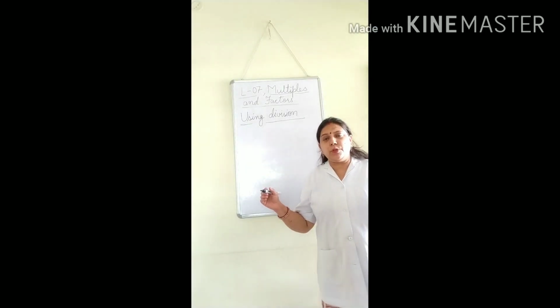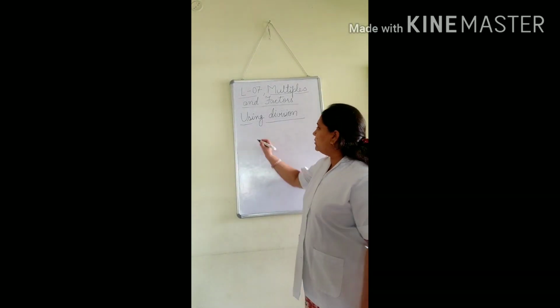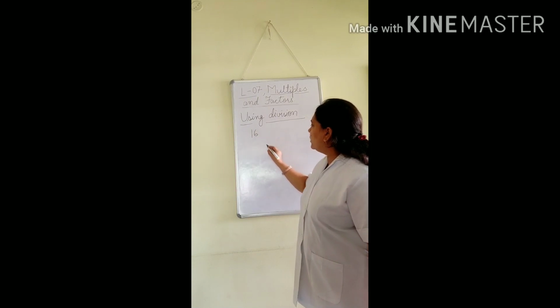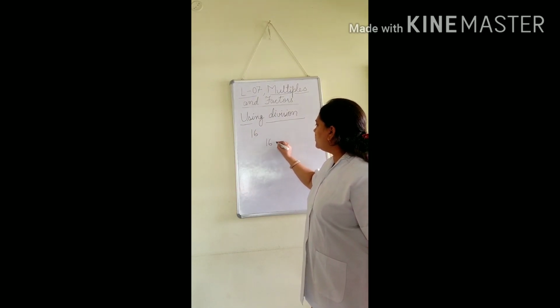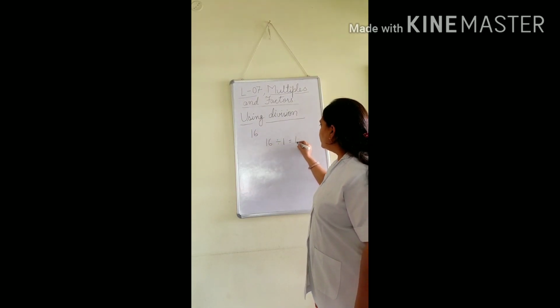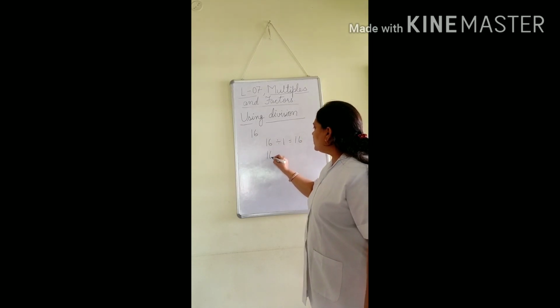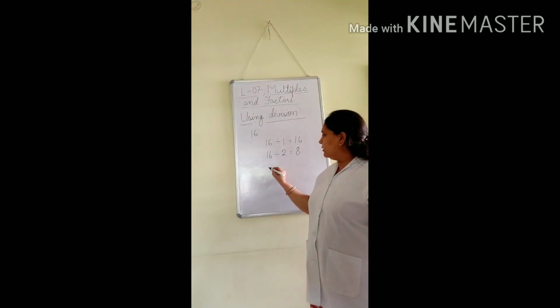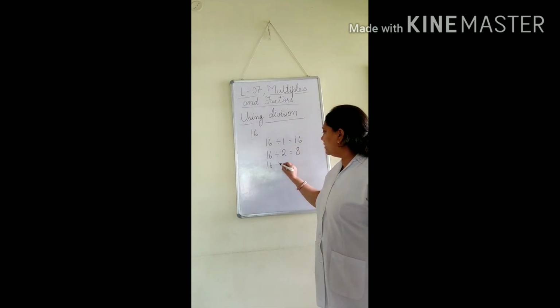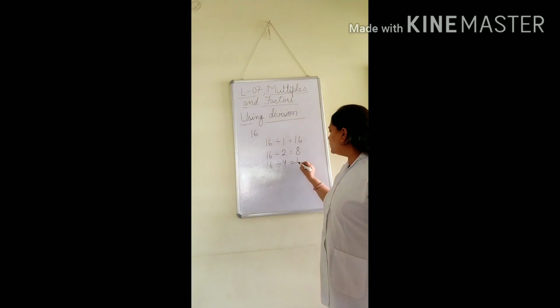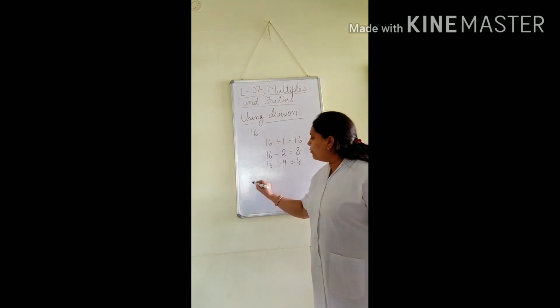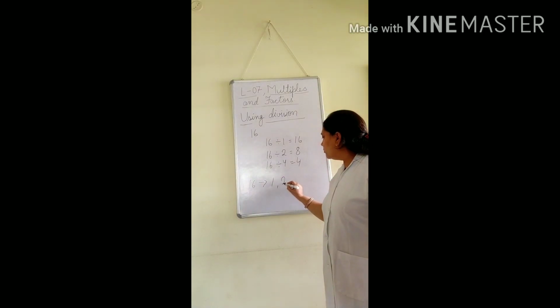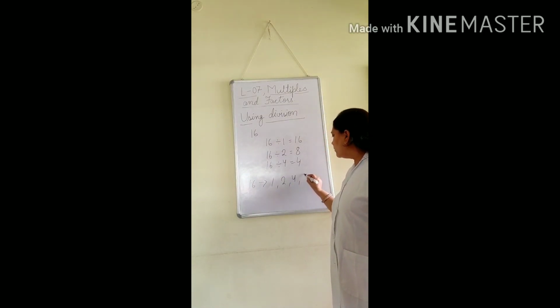See one more example of it. Let's take the number 16. We divide it. 16 divided by 1 equals 16. 16 divided by 2 equals 8 and 16 divided by 4 equals 4. Now the factors of 16 are 1, 2, 4, 8 and 16.